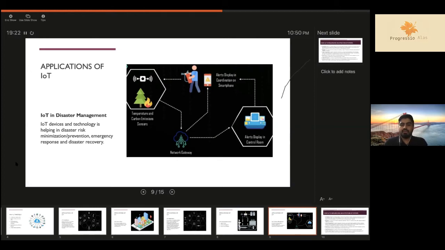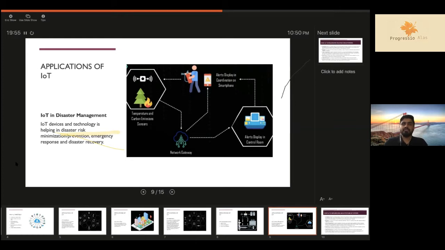And at the same time, for emergency responses, we use our mobile phones to call emergency systems like police or health services. So those things are again IoT. And then for disaster recovery, there are drones that help you see what is the impact area, and then there are robots that help.